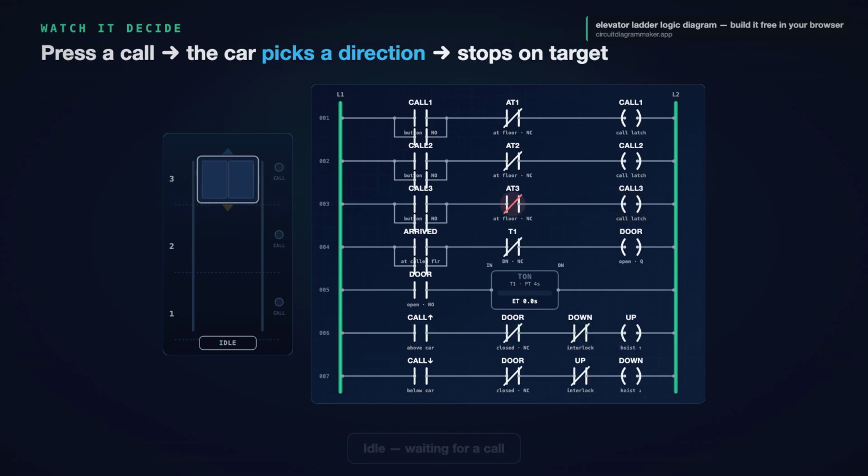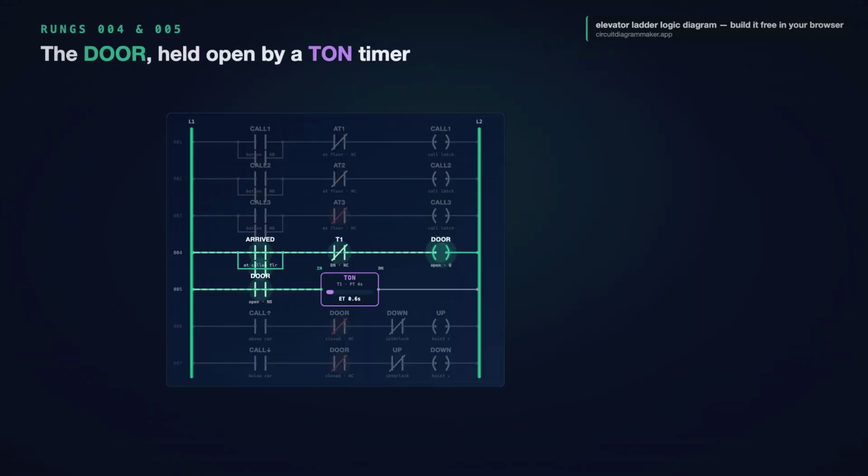It climbs past floor 2, still going, until the floor 3 switch closes. The moment it arrives, the call clears, up drops out, and the car stops exactly on target. Call, decide, move, stop. The whole cycle in one clean pass. The instant the car arrives, the door opens, and this is where the timer comes in.